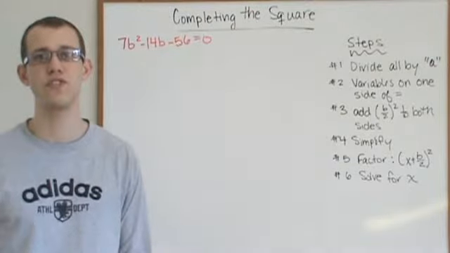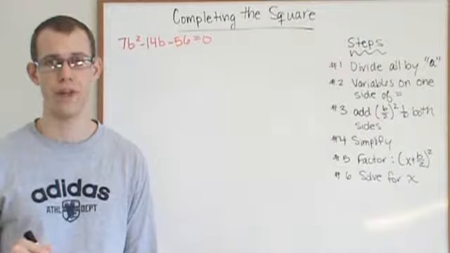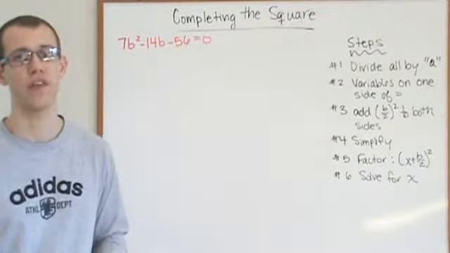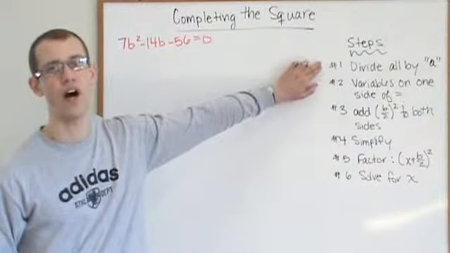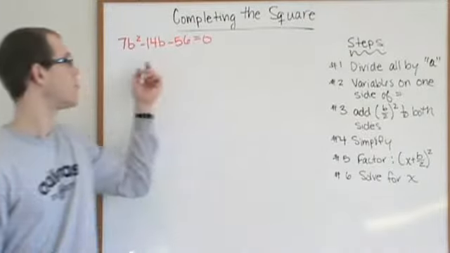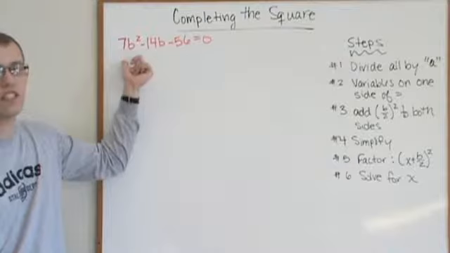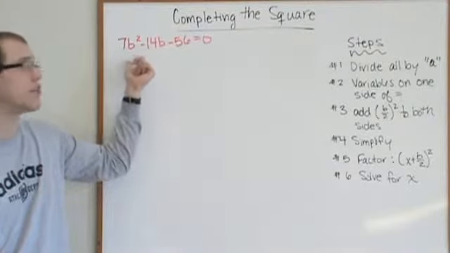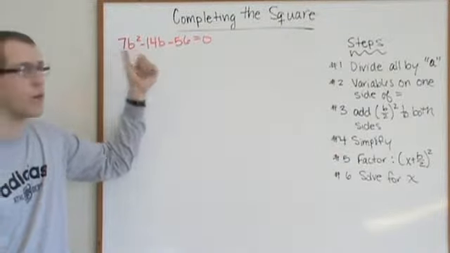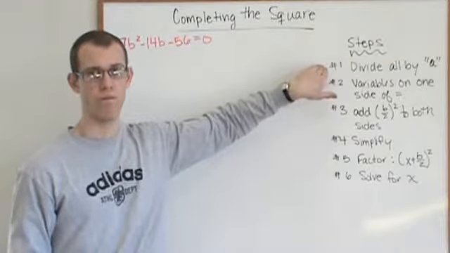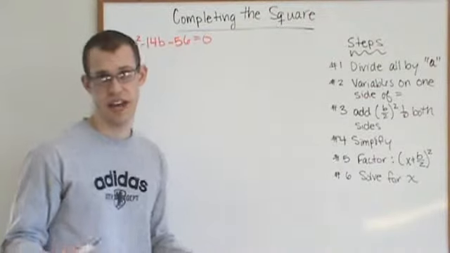Hello everyone. Today we're still working with completing the square. And what we're going to do today is work with examples that don't have a 1 for the a value. For this problem, 7b squared minus 14b minus 56 equals 0. The a value is 7. So we actually have to do this step number 1. So let's begin with that.